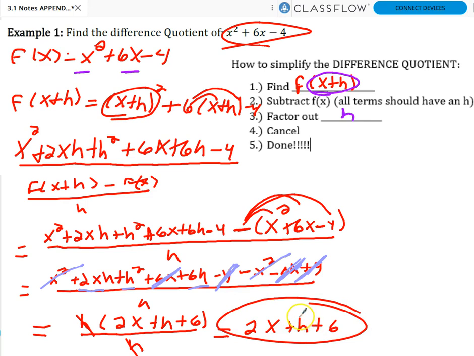It's okay that we still have an h here. Again, the big thing that we want to do is make sure that we get rid of the h that's in our denominator, because again, we are going to treat that like it is a 0.